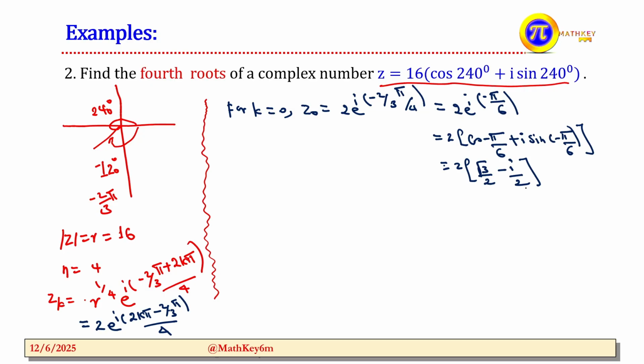So when you take 1 over 2 common, we cancel this 2 by 2. What remains? The result is equal to root 3 minus i. This is one of its roots.